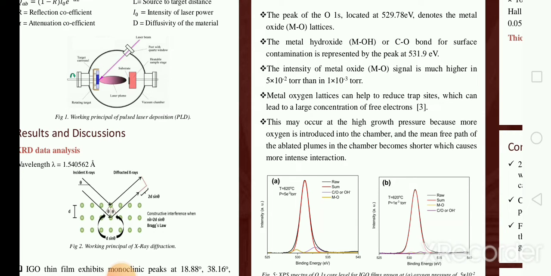Basically, we can easily say from figure 5 that the intensity of the metal oxide signal is much higher at high oxygen pressure, and metal oxygen lattices can help to reduce defect sites, which can lead to a large concentration of free electrons. This may occur at the high growth pressure because more oxygen is introduced into the chamber and the mean free path of the ablated plume in the chamber becomes shorter, which causes more intense interaction.